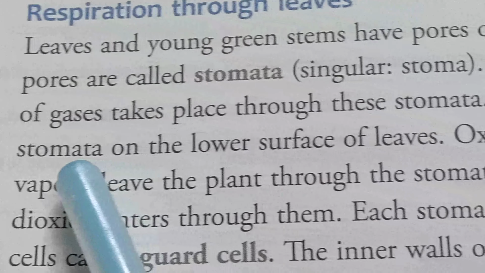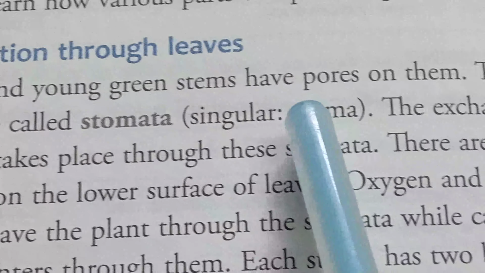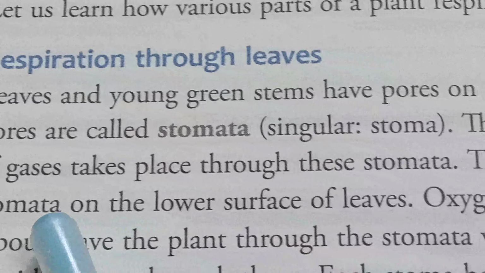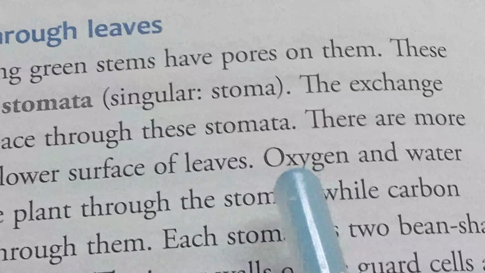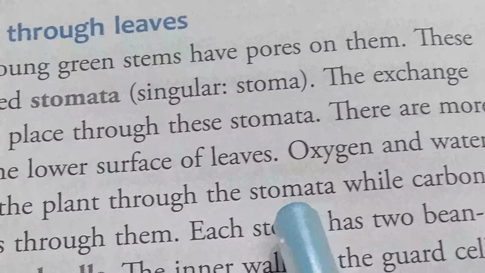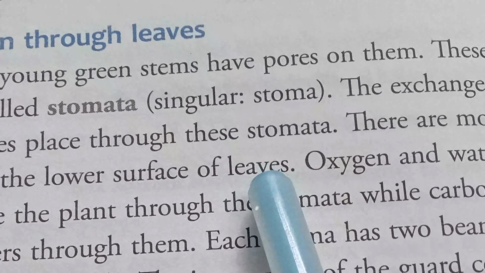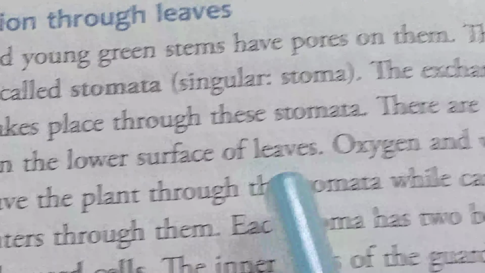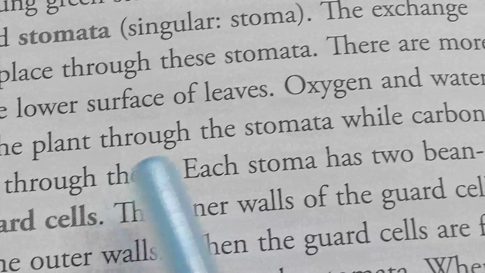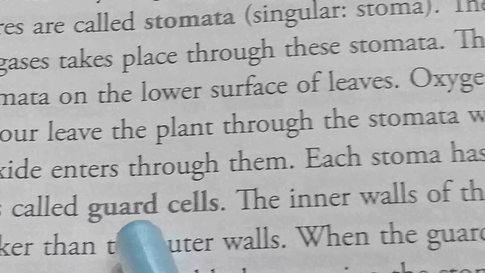There are more stomata on the lower surface of leaves, compared to the upper surface. In the lower surface of leaves, there are many stomata. Oxygen and water vapor leave the plant through the stomata. So gaseous exchange as well as the transpiration process happen through stomata, while carbon dioxide enters through them.